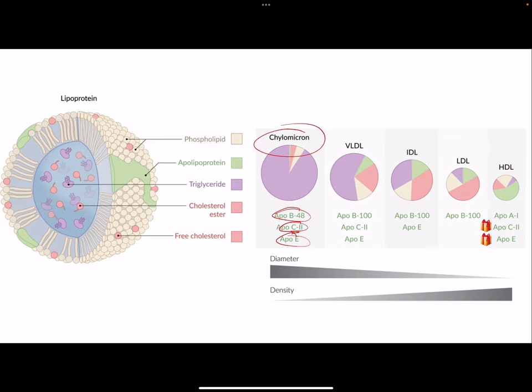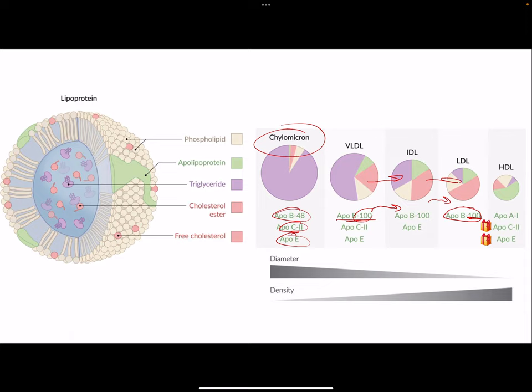ApoB100, what is the 100? It will ultimately interact with the LDL receptor on a normal cell, be taken up and degraded. But not yet, right? Let's talk about this. VLDL becomes an IDL. The IDL is still not taken up by a normal cell. It becomes the LDL. So the ApoB100 is not really useful until we get to the last version, the LDL. The LDL is taken up into the cell and degraded.